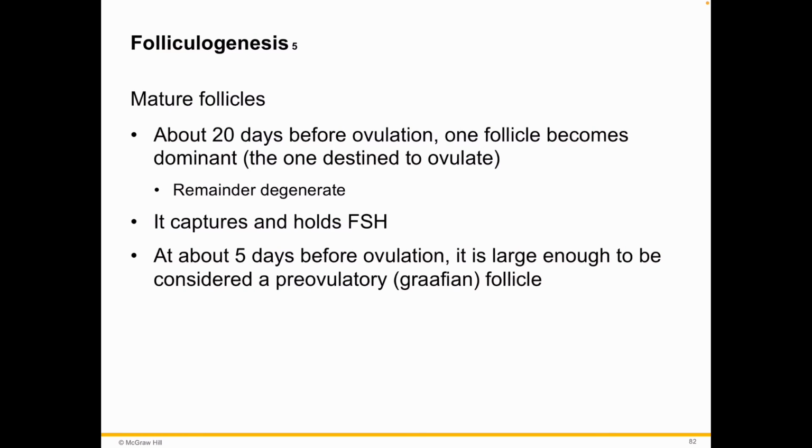Mature follicles are about 20 days out before they ovulate, or burst out of the follicle. One follicle becomes dominant, and that is the egg that ovulates. The rest just degenerate. It captures and holds follicle stimulating hormone about 5 days before it bursts out. During ovulation, it is large enough to be considered a pre-ovulatory or Graafian follicle.